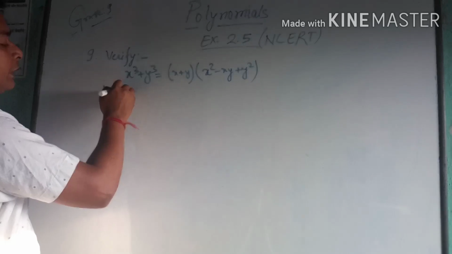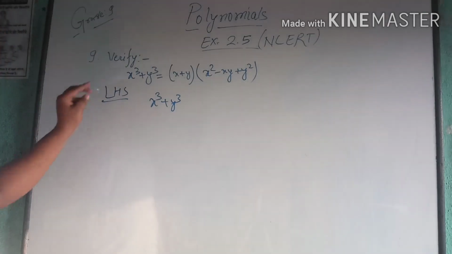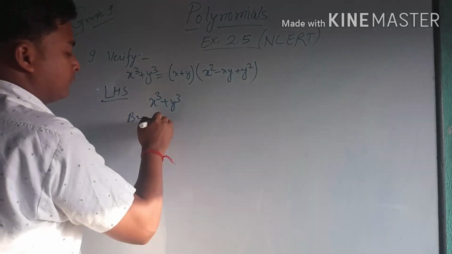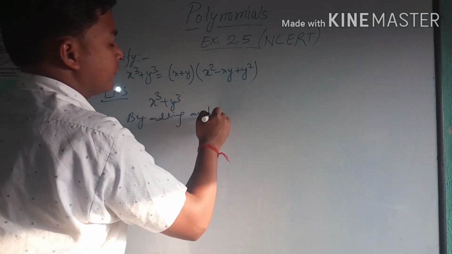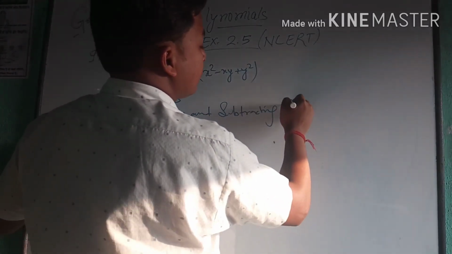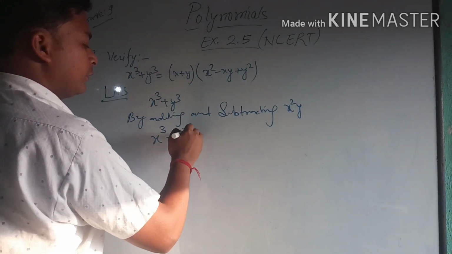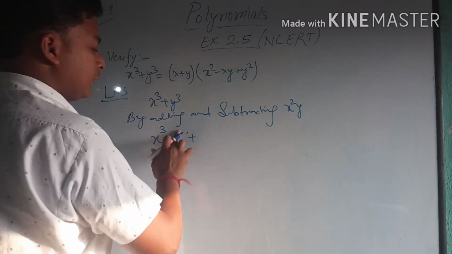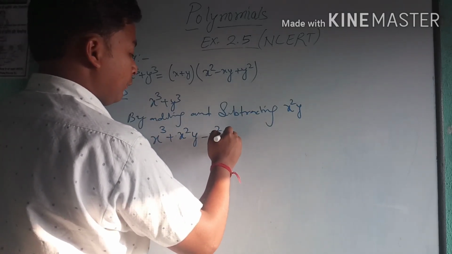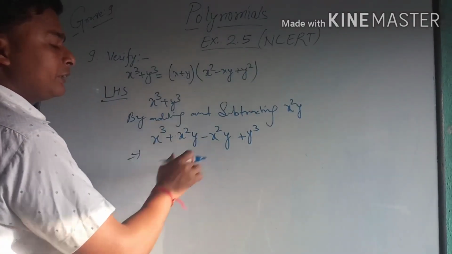Now if we go for LHS, LHS is given as x cube plus y cube, and if we have to factorize x cube plus y cube and get the RHS, then what can we do? By adding and subtracting x square y, what do we get? x cube plus x square y minus x square y plus y cube. There is no change because the same thing is added and subtracted.